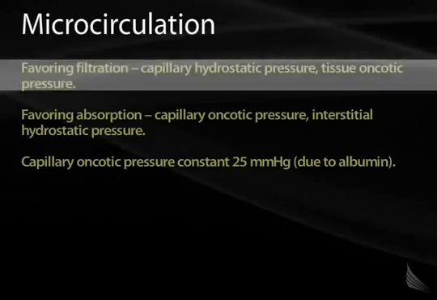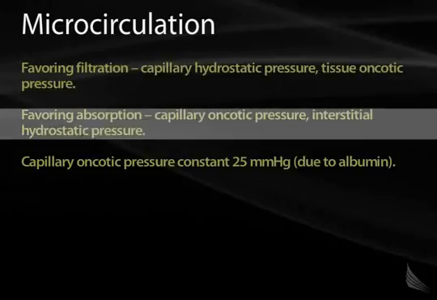The factors favoring filtration are capillary hydrostatic pressure and tissue oncotic pressure. Filtration means positive Q, or the movement of fluid out of the capillary into the target organ. Factors favoring absorption are a negative Q, which means the movement of fluid from the target organ back into the capillary, are capillary oncotic pressure and interstitial hydrostatic pressure.